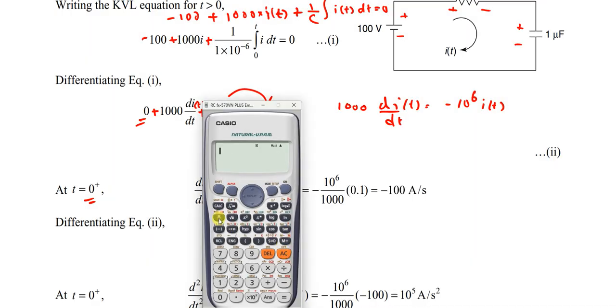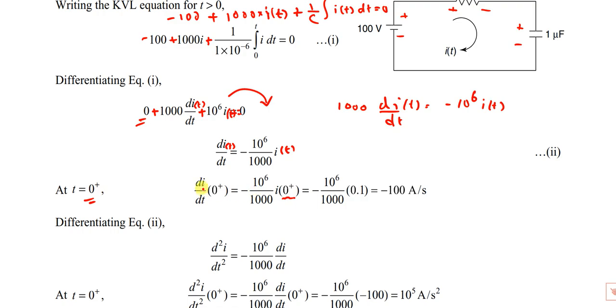I'll do this one like this. 10 power 6 divided by 1000. This minus I'm not taking here. You can write initial also. This answer multiplied by 0.1. It is minus 100 ampere per second.